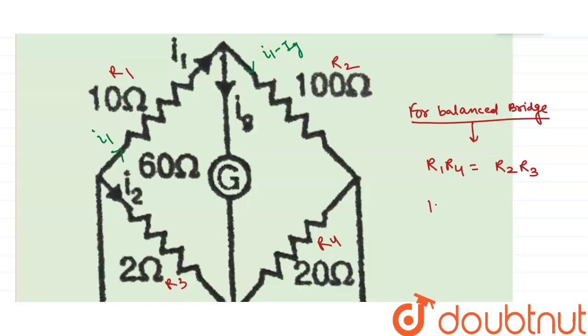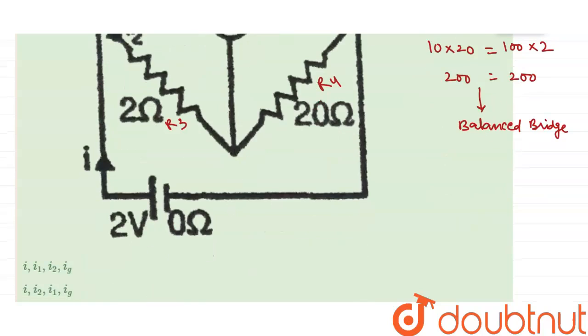Now the value of R1 is 10 ohm into R4 is 20, that equals the value of R2, which is 100, and the value of R3 is 2. So the value is 200 and this side is also 200. That means this bridge is a balanced bridge, and for a balanced bridge the current in the galvanometer is 0. If the bridge is balanced, that simply means that the current in the galvanometer is 0. So now we have one relation for current in the galvanometer, that it is 0. Suppose this is my relation 1.